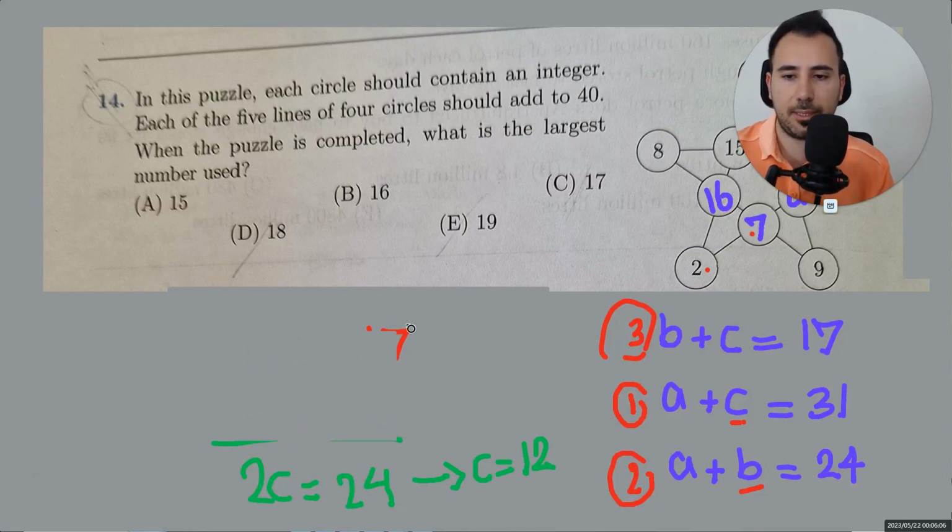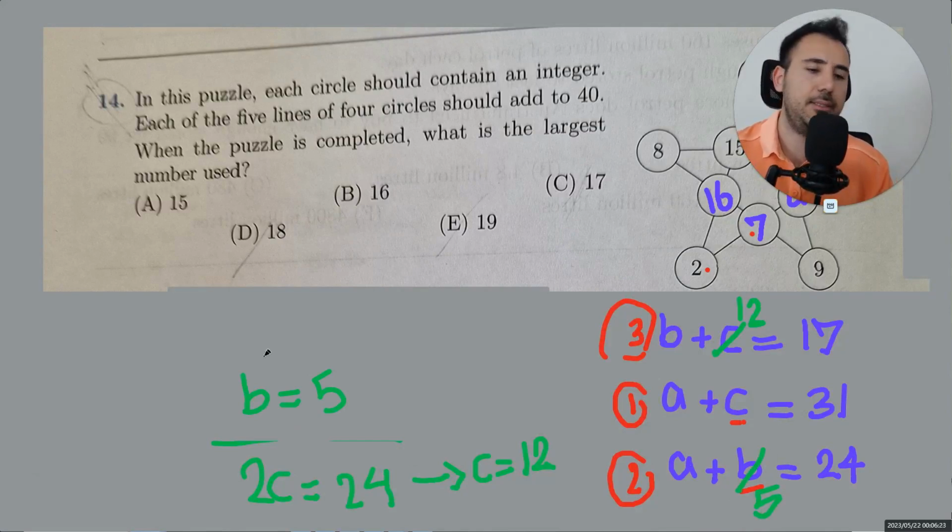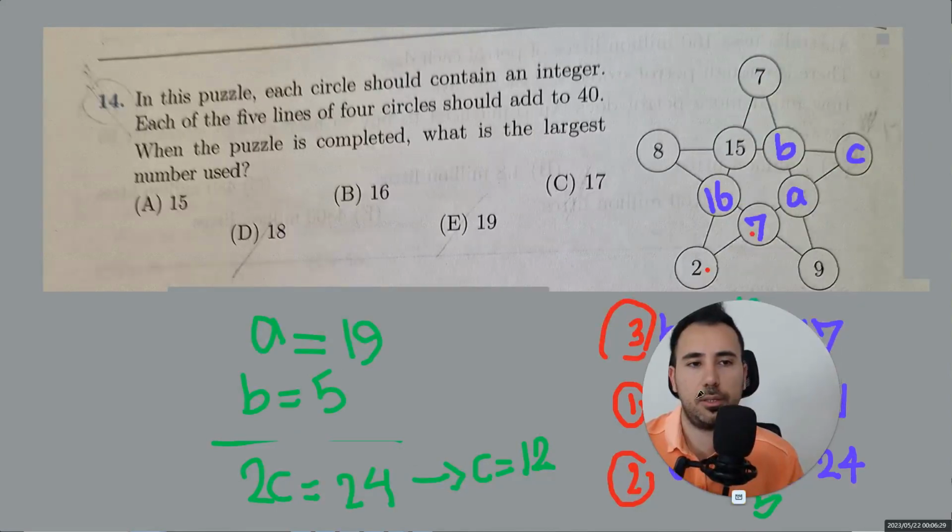So we got C. C is, maybe it's the largest number. We don't know. If C is 12, well, B is 5. B is very small. If B is 5, well, A is 19. Yes. So we wanted the largest one. The largest one is this one over here. It's 19. So the answer is E.